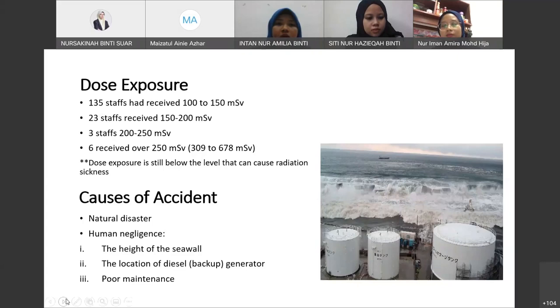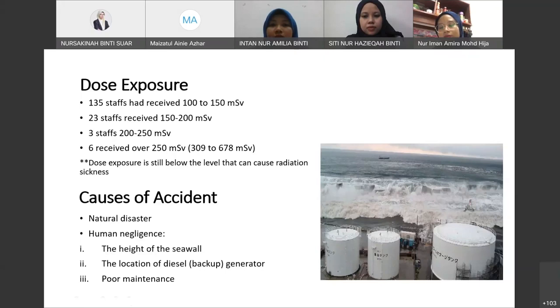So what were the causes of the accident? The causes can actually be divided into 2, which are natural disaster and human negligence. For natural disaster, we are already aware that it is due to the tsunami which caused the flood and so on. But for human negligence, we can further divide it into 3. First is the height of the seawall. Second is the location of the diesel backup generator. And third is poor maintenance.